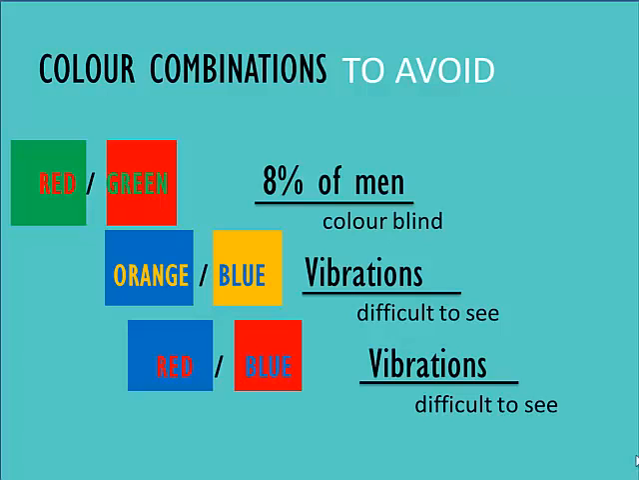Orange and blue are not good because of the vibrations of the colours. For me, they look normal, and I quite like the combination, but if other people are having problems, it's best to avoid them. Red and blue also vibrate in a way that makes them difficult to see. And again, this contrast between font and background is best avoided. So consider your colour scheme carefully. Use a maximum of 4 colours and ensure that the contrast is good.